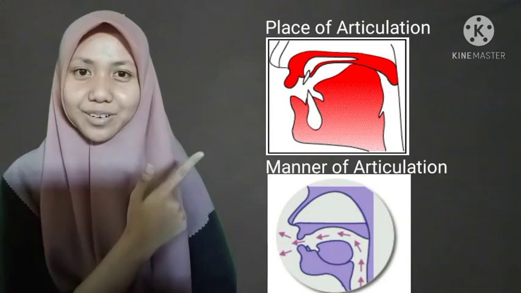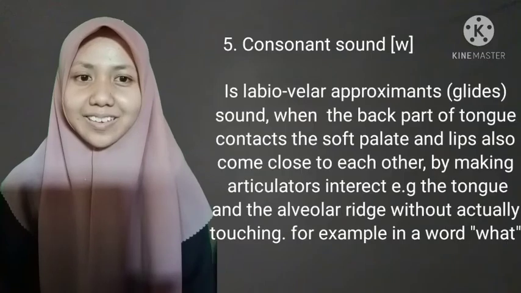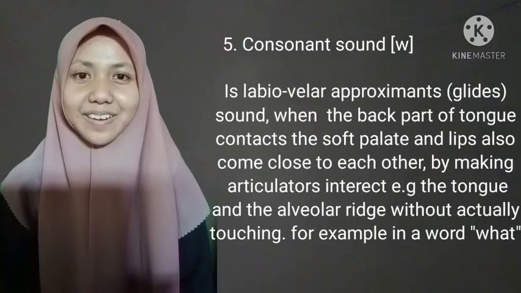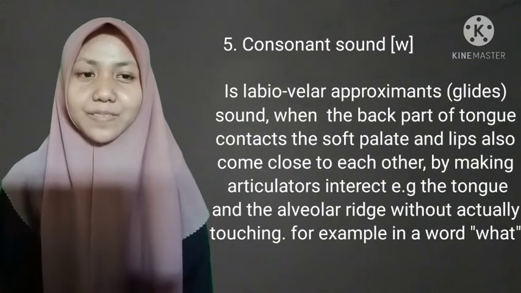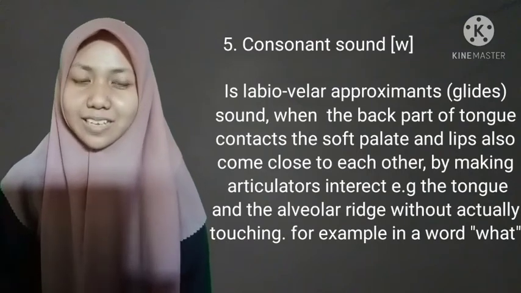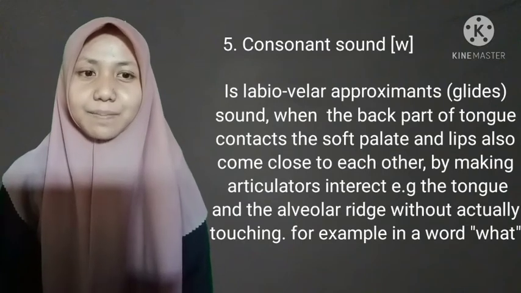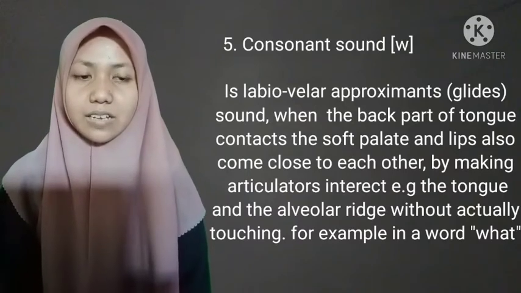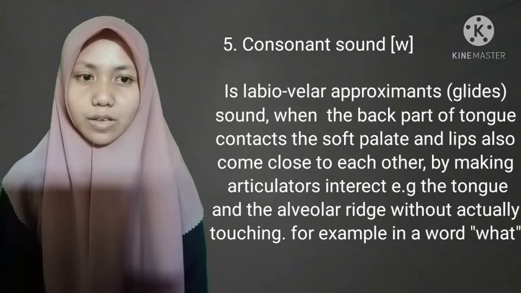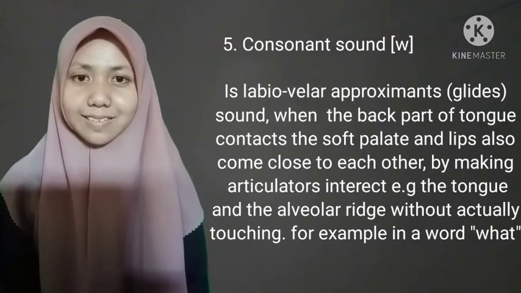Like that picture. 5. For consonant sound W, it is a labiovelar approximant or glide sound, which is produced when the back part of the tongue contacts the soft palate and the lips also come close to each other, by making the articulators interact, e.g., the tongue and the alveolar ridge without actually touching. For example, in the word what.